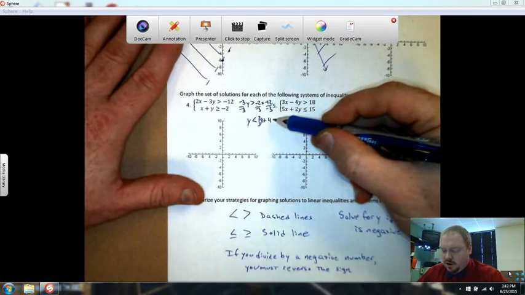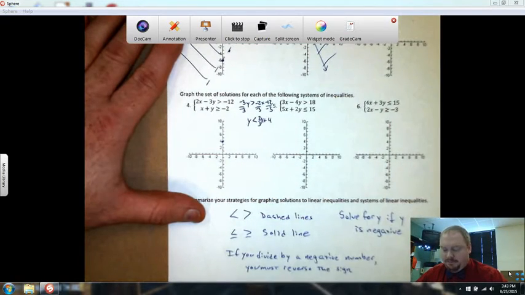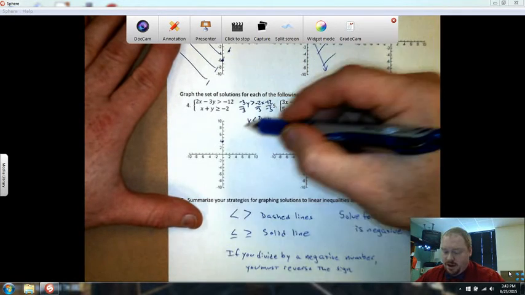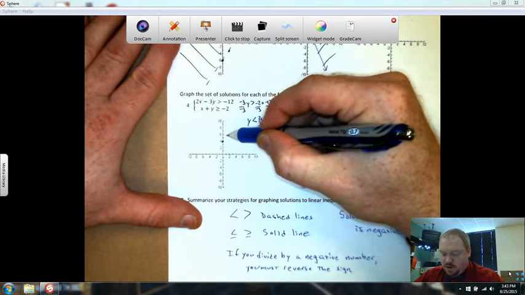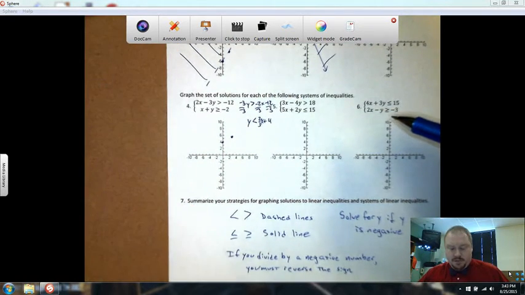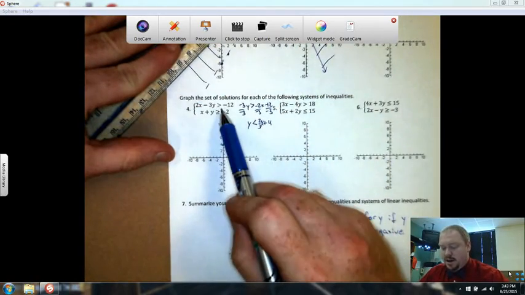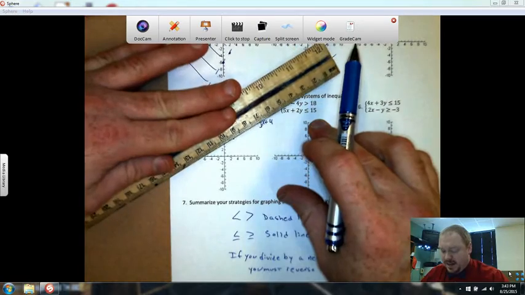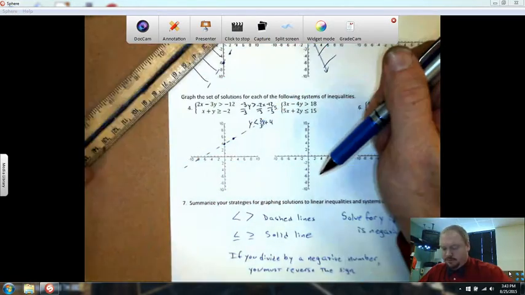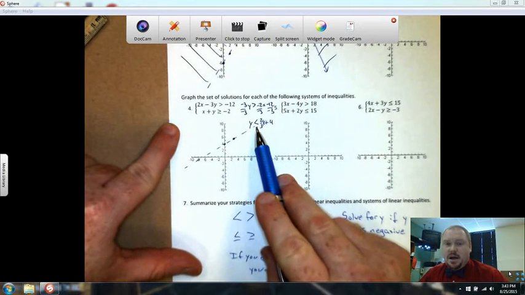We'll start by going up 4. 1, 2, 3, 4. Put my dot. Now I'm going to use a slope. Rise 2, run 3. 1, 2, 1, 2, 3. Okay. I'm going to use my ruler now just to give me a straight line. Now notice there is no line under here, so it has to be dashed. And because this is less than, I'm going to shade underneath.